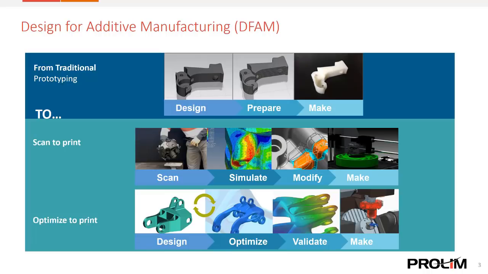For the scan to print part, maybe we had a part out in the shop that's old, and we don't have a print for it. You could scan it in, import it into NX, and then modify it, maybe make a better form of that part. Again, we can simulate or validate it, make sure that it meets our design requirements, and then 3D print it.